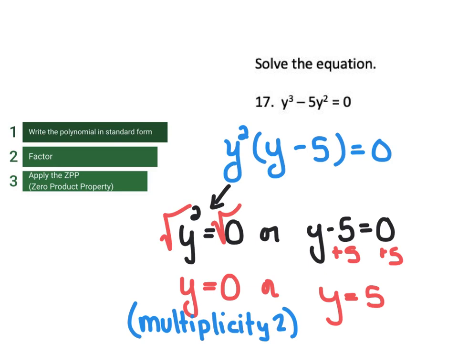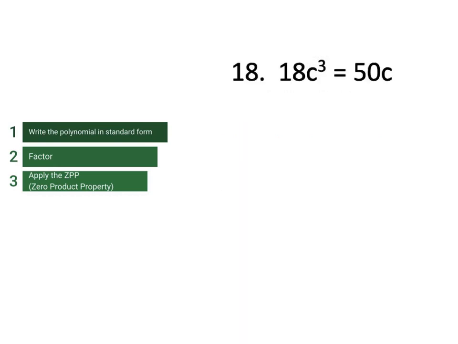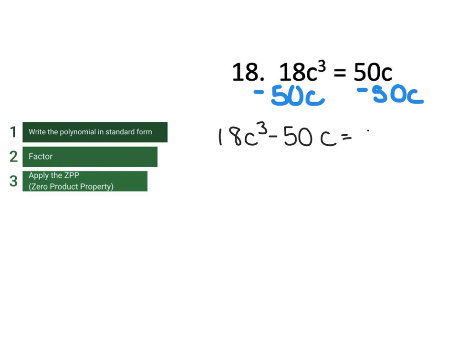If you just list it once, that's okay, but it will be helpful as we move forward if you list it as having multiplicity 2. In number 18, this one is not in standard form, so I'm going to begin by subtracting 50c from each side. This produces 18c to the third minus 50c equals 0.